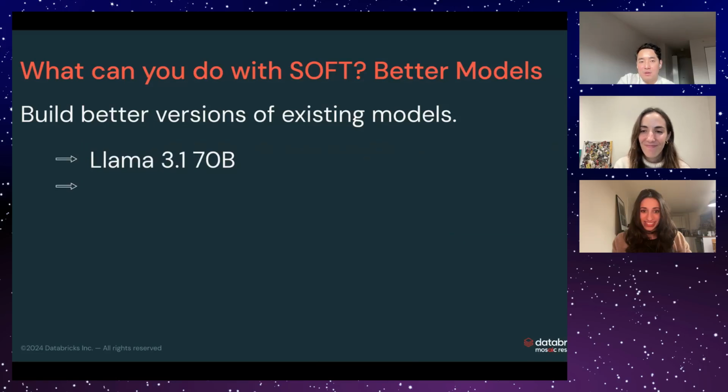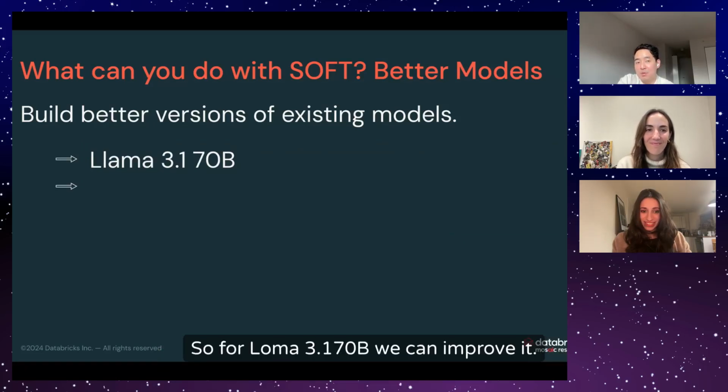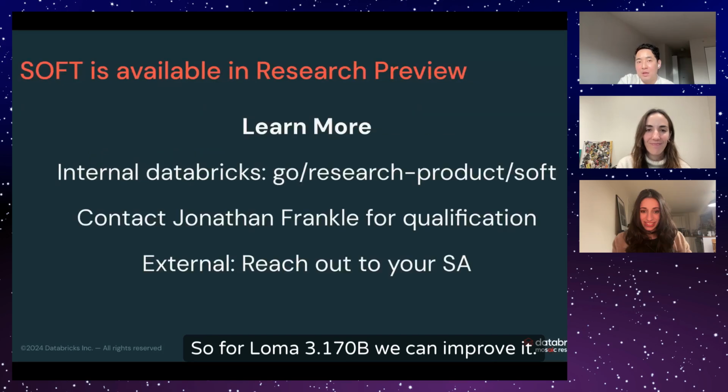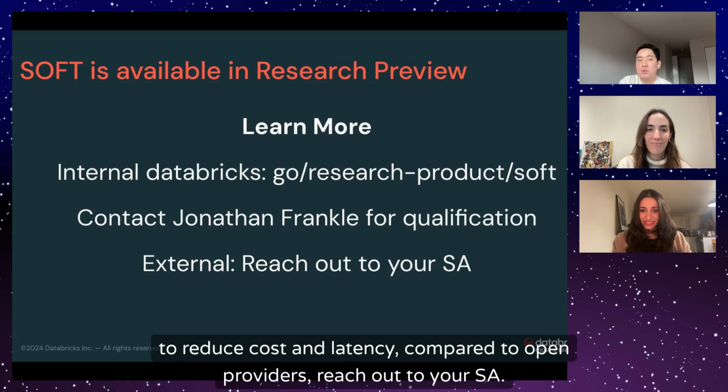Yeah, to summarize, with soft we're building better models here. For Llama 3.1 70B, we can improve it. And lastly, if you're an external customer interested in improving Llama models to reduce cost and latency compared to open providers, reach out to your SA.